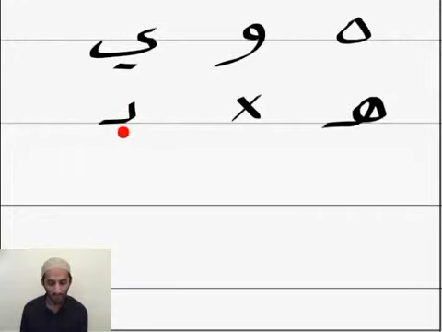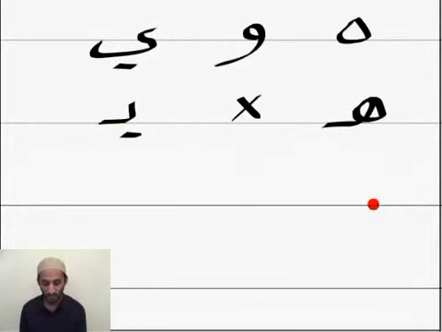The ya does. It's a spike with 2 dots below it like that. So now we have 5, if I've counted them correctly, letters which are represented just by spikes. We have the ba, the ta, and the tha, the noon, and the ya. The only thing that separates them is the number of dots. So for the ya, we have these 2 dots below it like that.